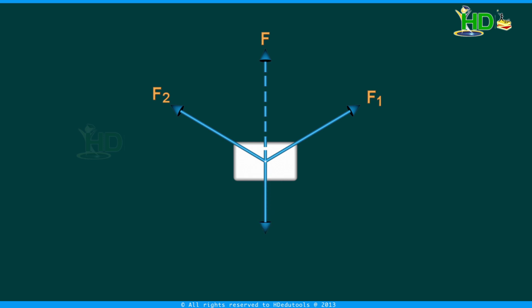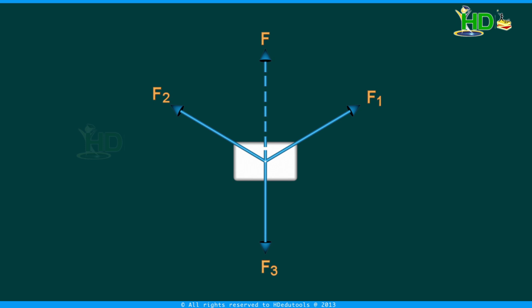If I apply a force F3 exactly opposite to this, equal in magnitude, which is equal to F, then the body is in equilibrium. In this case, three different forces are acting on the body. The body is at equilibrium. That means the net force acting on the body is 0.